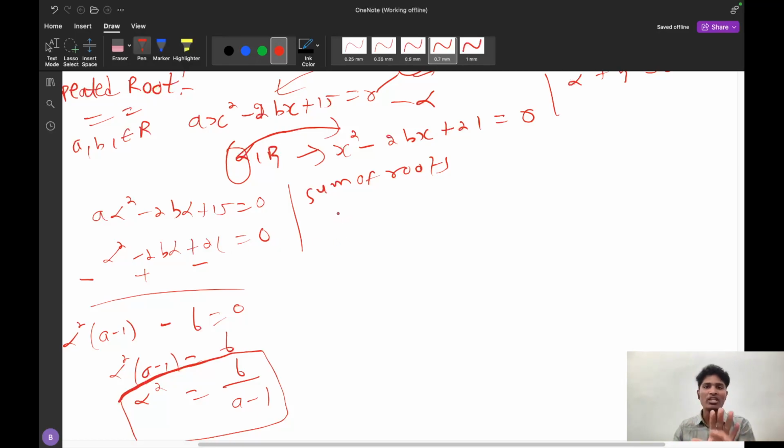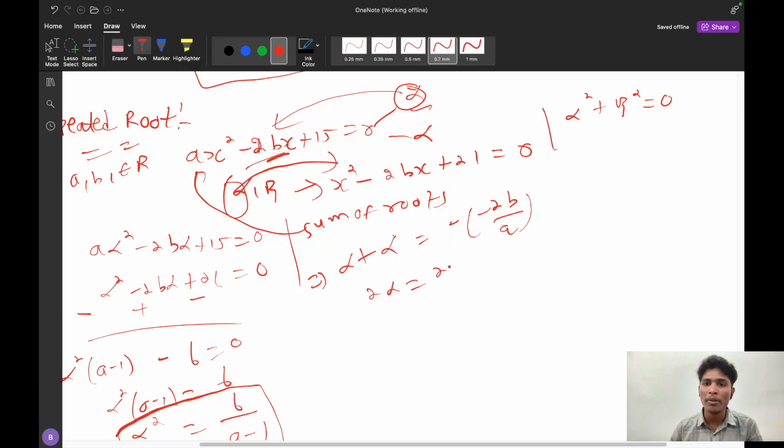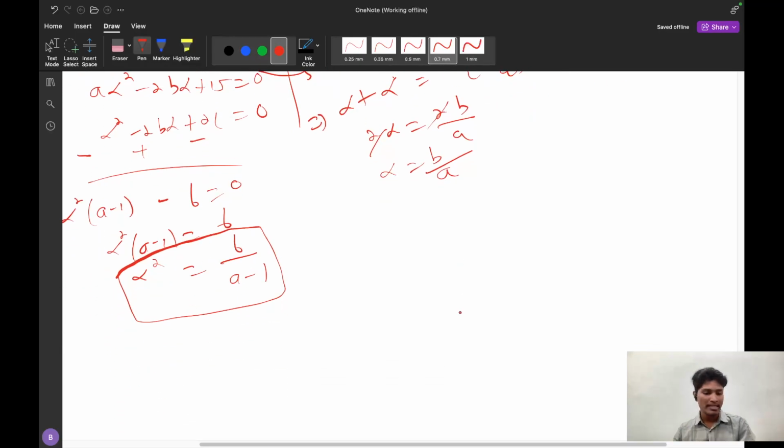So any equation given, you have to understand this. Sum of the roots. For this equation I am going to find, the first equation. Alpha is a repeated root, so alpha plus beta, that is alpha plus alpha, is equal to the sum of the roots, that is minus b by a, because this is the value of x coefficient, minus b by a, we already know. But minus b is minus 2b here, so 2 alpha is equal to 2b by a. So what is alpha here? Alpha equal to b by a. This thing you have to understand.